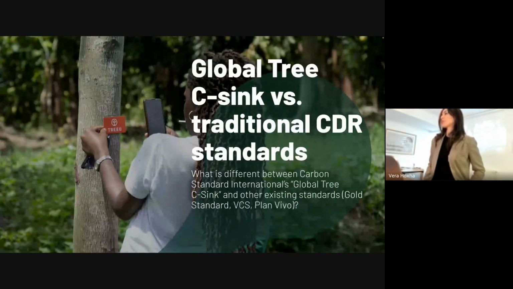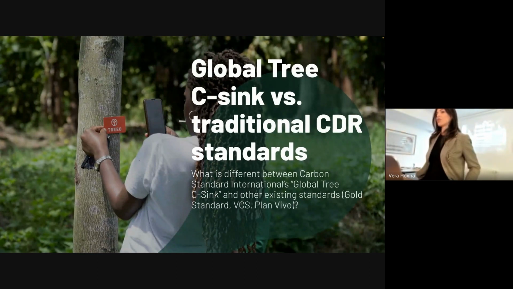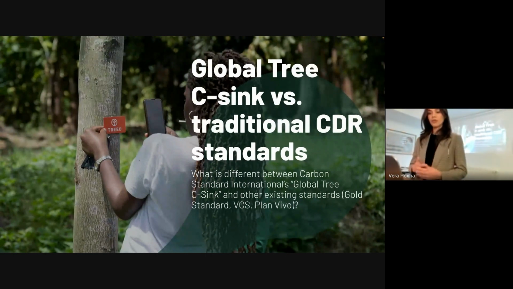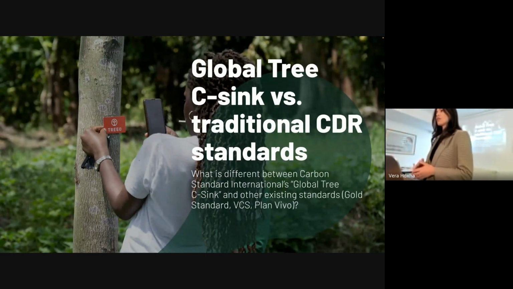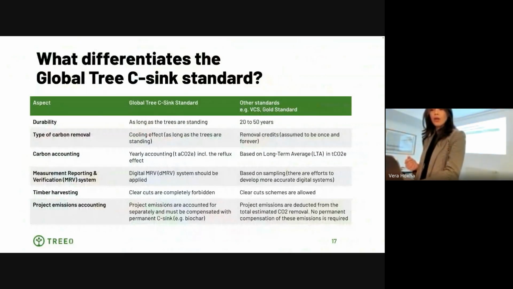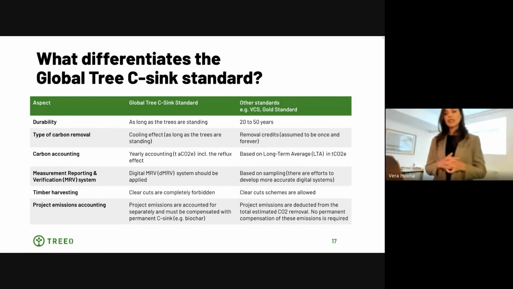To share with you a summary of what can differentiate or distinguish the global tree C-sink from existing traditional CDR standards like Gold Standard, Verra, Plan Vivo, etc. Of course, the other standards are evolving, they are releasing updates, but still we see some points that are differentiating the global tree C-sink. So it's summarized mainly in 6 points.